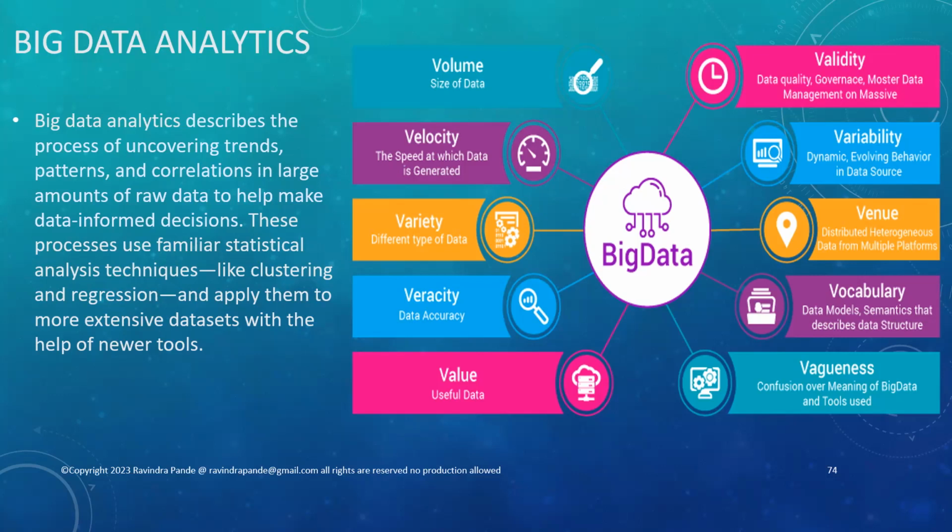Variability is the dynamic evolving behavior in terms of data sources. Like sometimes you might start with images, then you might start uploading maps, and so on and so forth. Venue is distributed heterogeneous data from multiple platforms. So a map from Google is different from a map of maps of the world kind of sites. They use different formats. So all such formats have to be analyzed and corrected on the fly.